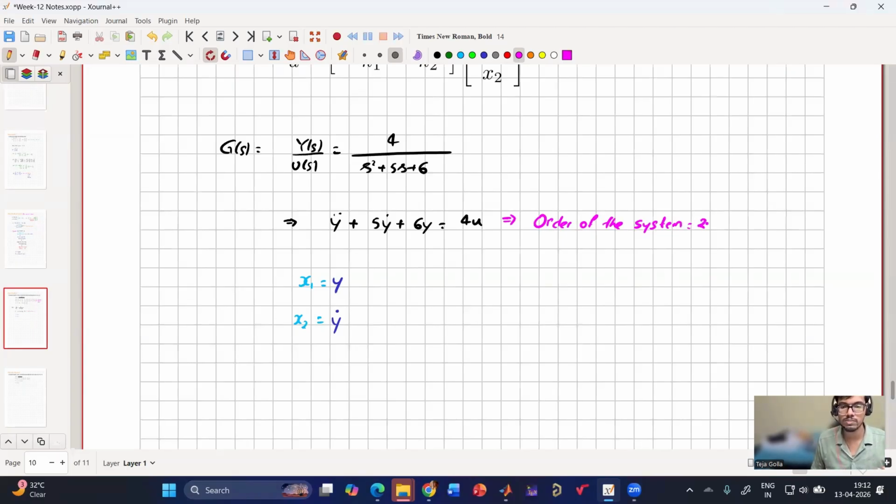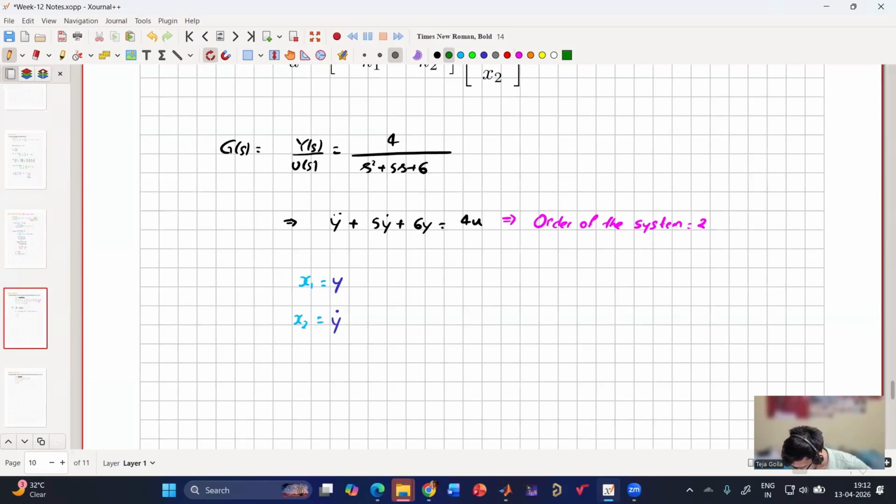So the order of the system is 2, which means we have to consider two states. One state is y, the other state is y dot. I should not consider x2 dot, because whenever we look at the equation, we tend to consider x3, which is y double dot. But we are calculating x1 dot and x2 dot, and x2 dot itself is y double dot. So no need to consider three states. Two states are fine because it's a second order system.